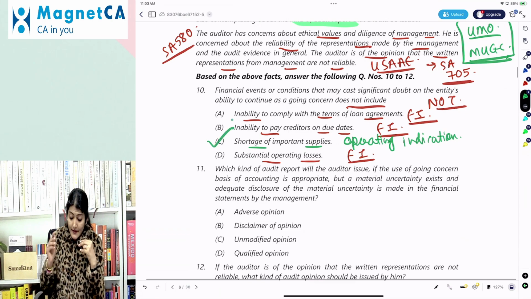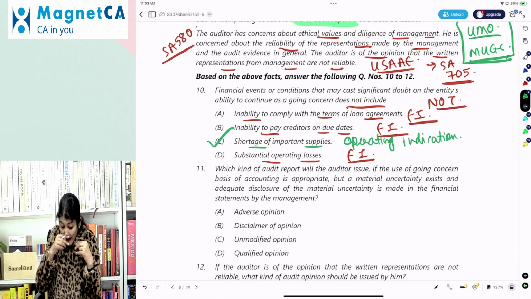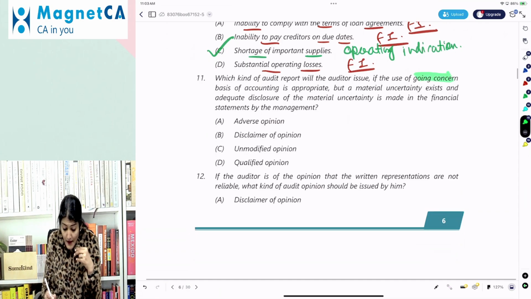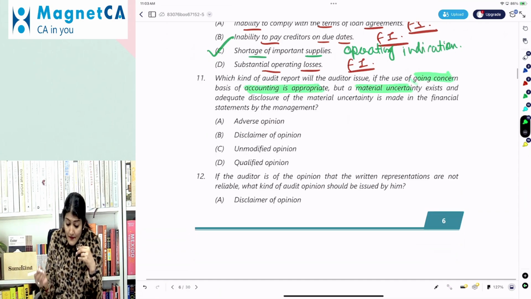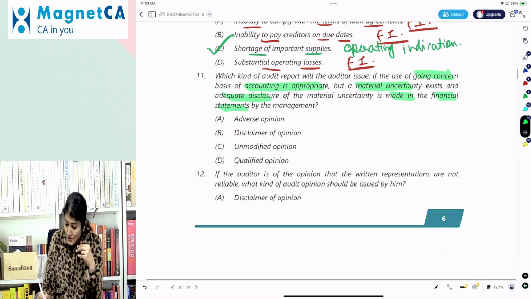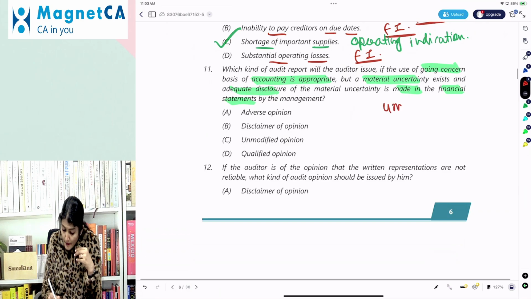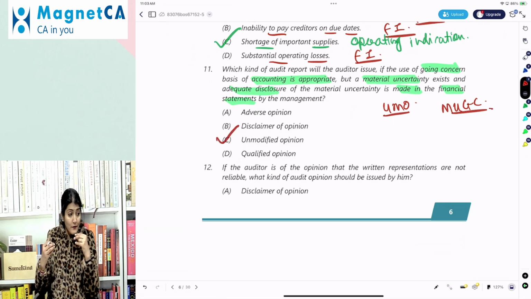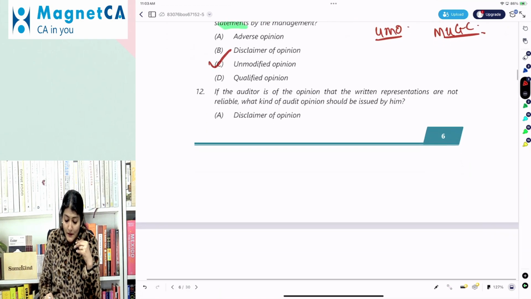It's an operating indication. And what kind of audit report will the auditor issue if the use of going concern basis of accounting is appropriate, material uncertainty exists, and adequate disclosure is made in the financial statements? What did we say? Unmodified opinion with a material uncertainty related to going concern paragraph, right? So it will be an unmodified opinion.